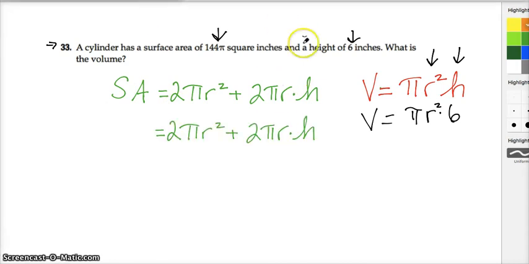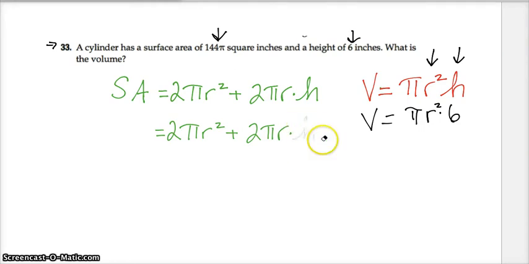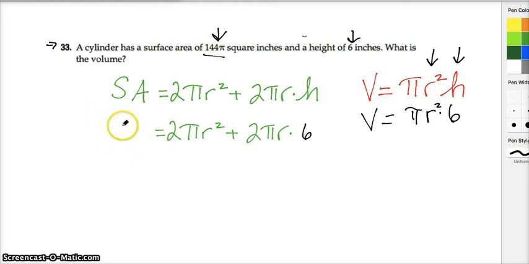So we've been given that the height is 6. So let's go ahead and put that 6 in. And that's about all we know, but we were also given the surface area, so I'll put that in. So I've used my surface area formula and I put in all the information that I know. And what I notice now is that I have an equation with just r.